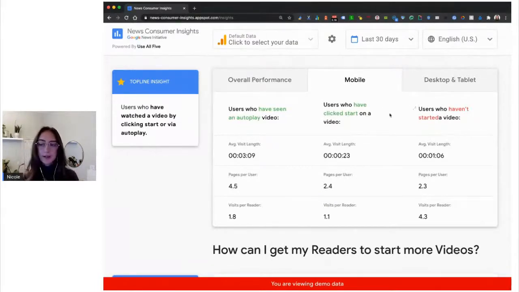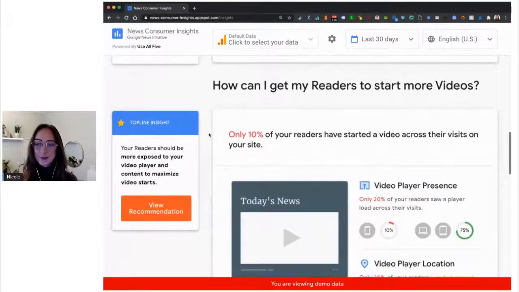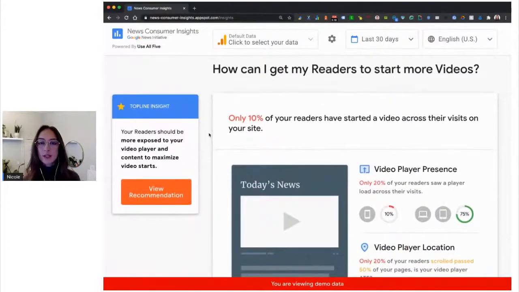One thing to keep in mind, of course, is that mobile has a tendency to have a shorter visit length than desktop and tablet. One area might be better for your users to be watching videos. All things to keep in mind as you read through and organize this data. If you continue to scroll down, we go into how can I get my readers to start more videos? And so essentially what it's showing us here is 10% of your readers have started a video across your site.